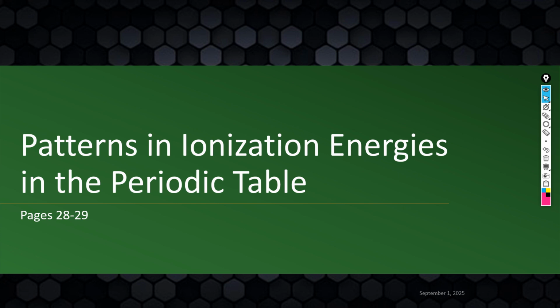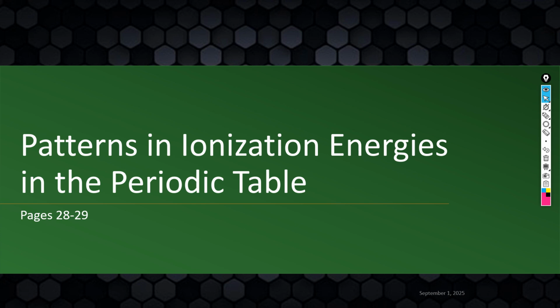Welcome to this last lecture for Chapter 2 on the AICE Chemistry lecture series. We're going to be going over Section 6 today, which is going to focus on the patterns in ionization energies in the periodic table. Now, we've talked about ionization energies before, and we talked about all the different factors that affect ionization energies. So this section is a bit of a review.